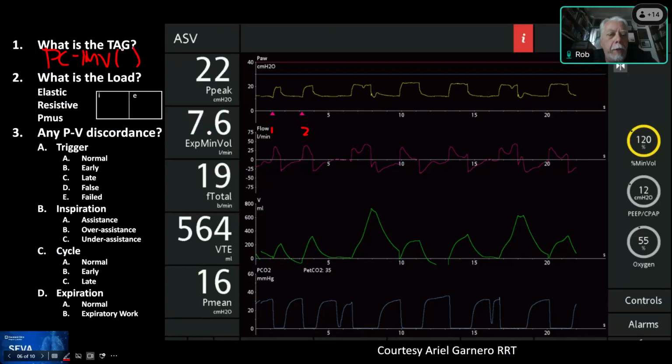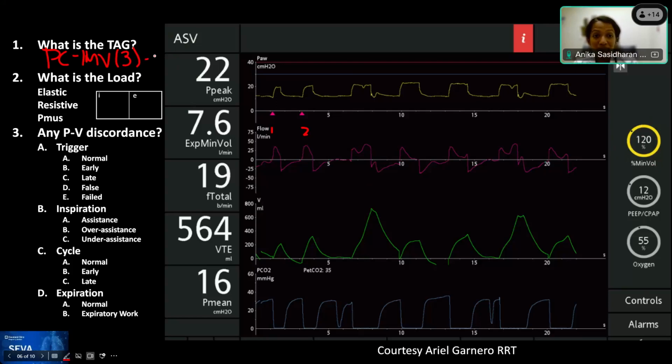Sherry says IMV3. Yeah, and it's not really possible to determine whether this is IMV2 or 3 just by looking at the waveform, but that's why we look at this part over here, and then we can see that this is an ASV setting where you're trying to support a certain percentage of the minute ventilation. So here we're trying to support 120%.